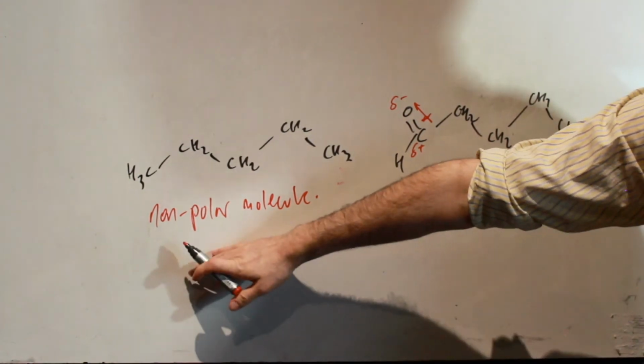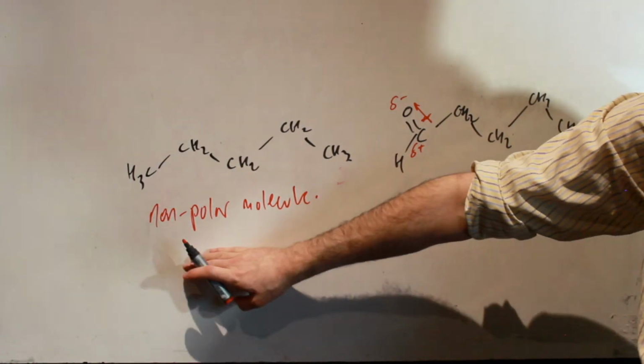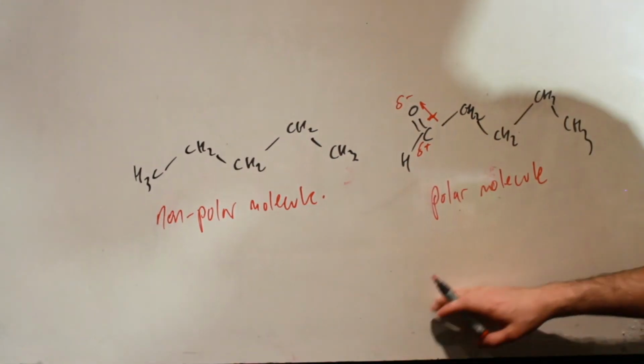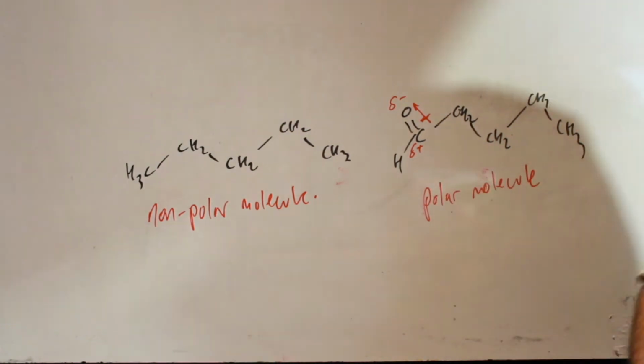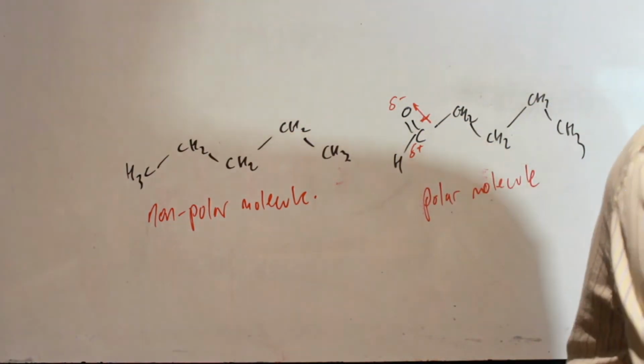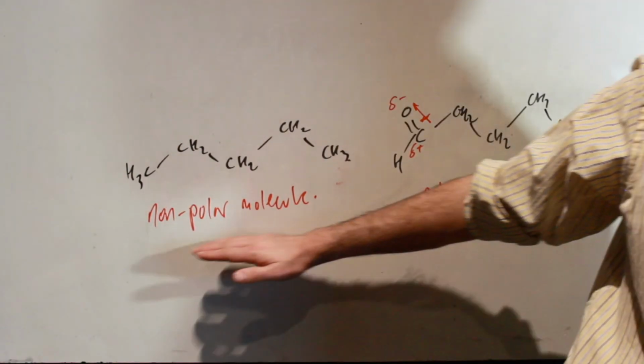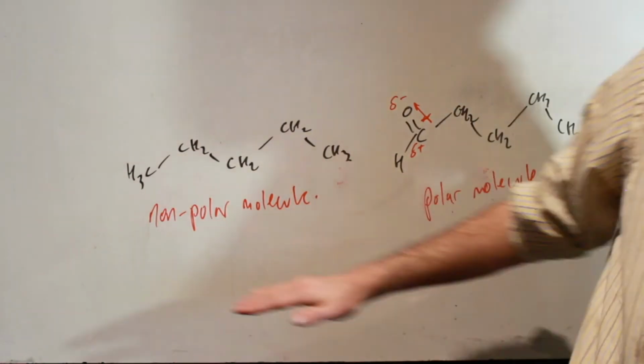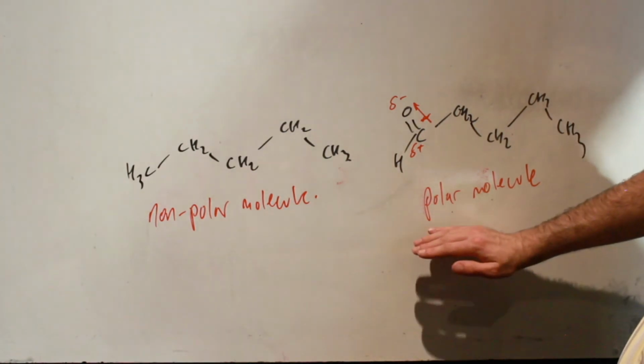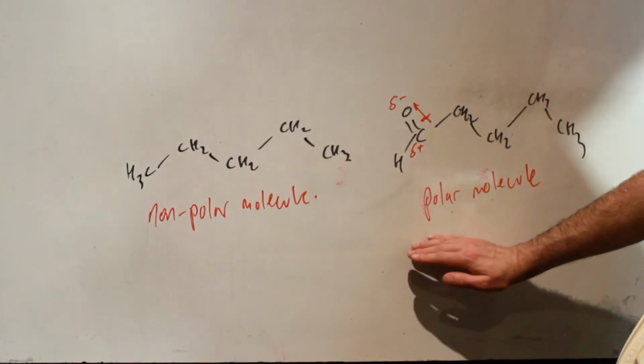What that means is that this non-polar molecule will have only van der Waals forces, which are the weakest, whereas our polar molecule here will have dipole-dipole interactions, and that's what we see reflected in the boiling point. Pentane has a much, much lower boiling point than pentanal, because pentane only has the van der Waals forces, whereas pentanal, with a much higher boiling point, will have the dipole-dipole interaction. Again, illustrating that it's a stronger force of attraction, a stronger intermolecular force.